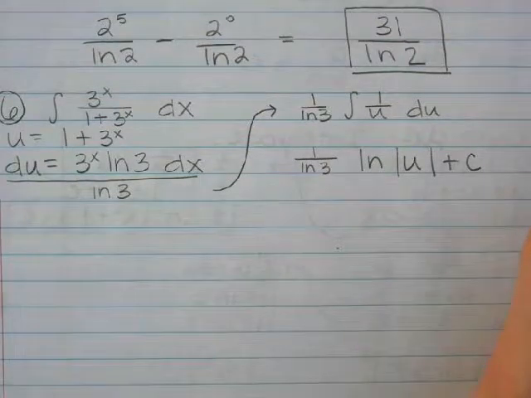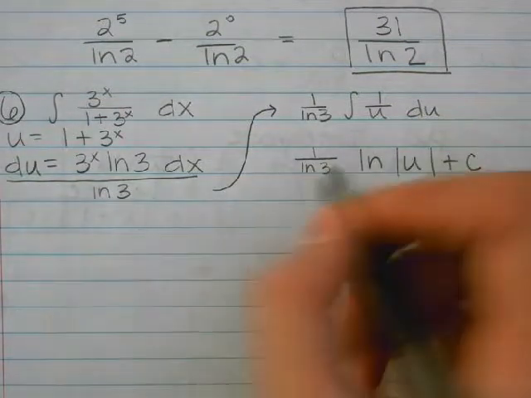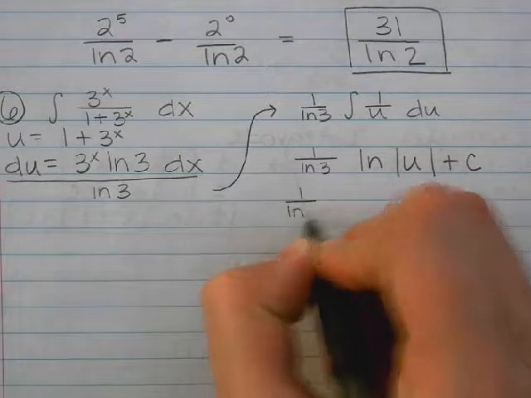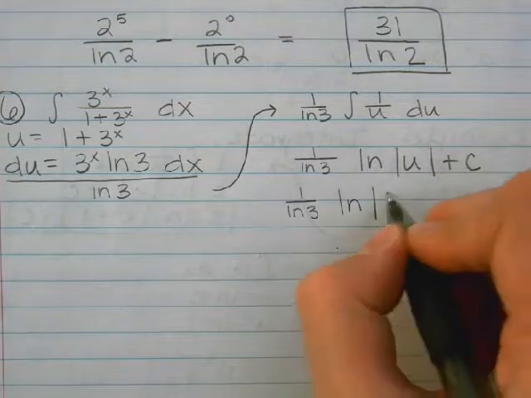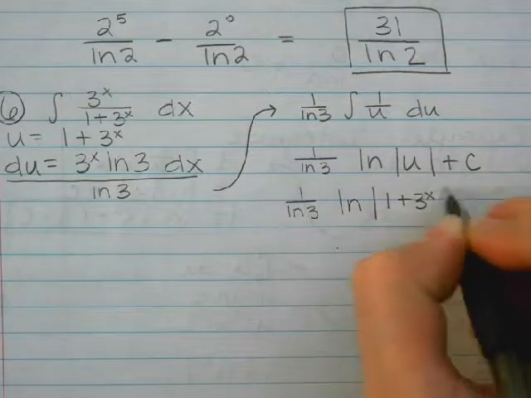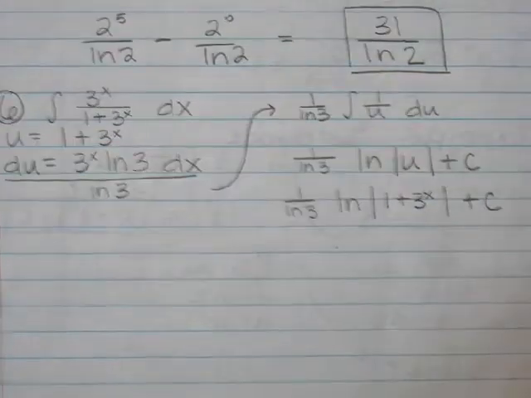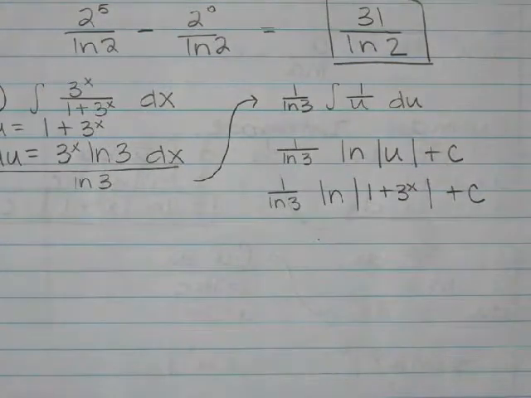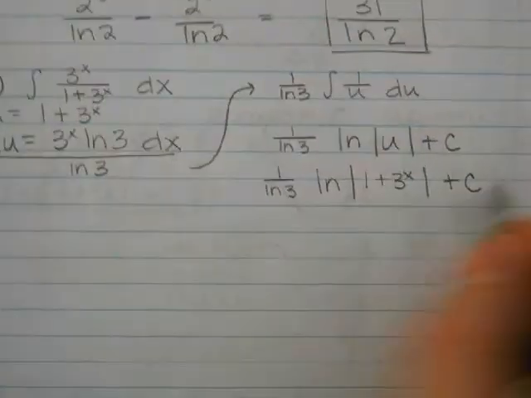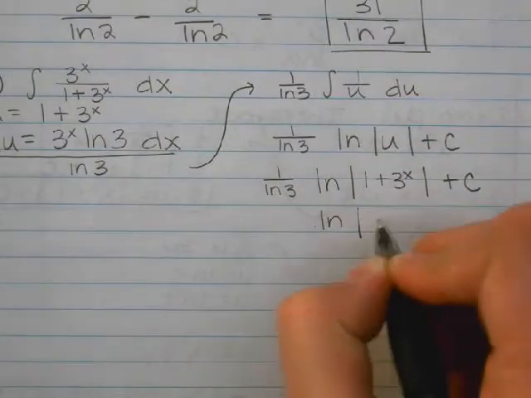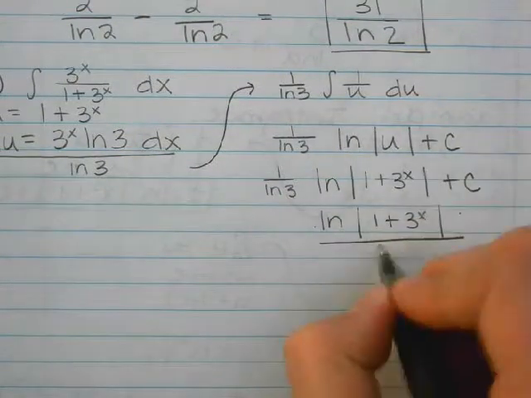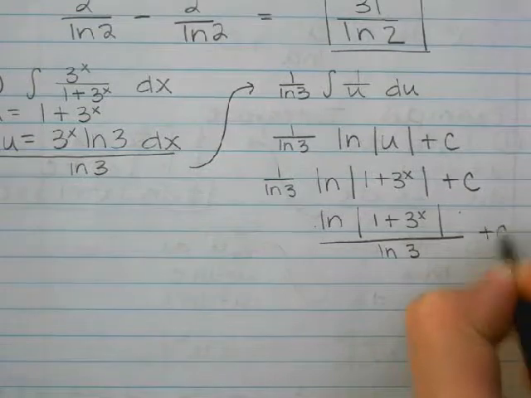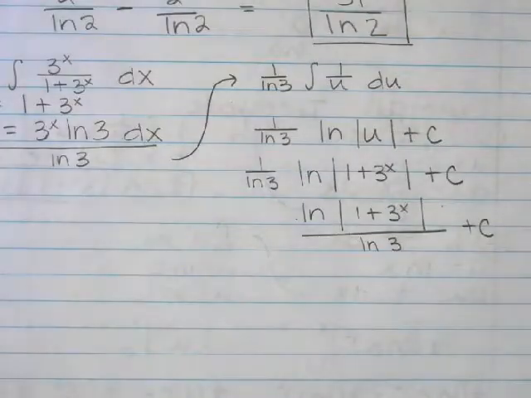And what should I do next? So 1 over ln3, ln, and inside the ln I've got 1 plus 3 to the x plus c. So you can leave the answer like that, or if that 1 over ln3 makes you uncomfortable, you can just put it on the bottom. So you can say ln of 1 plus 3 to the x over ln3 plus c.